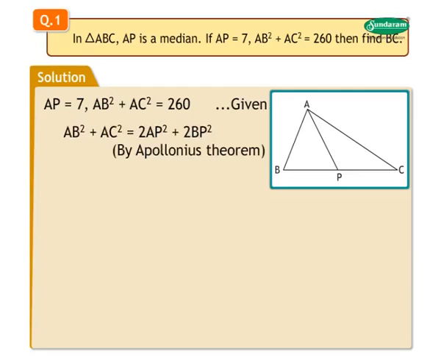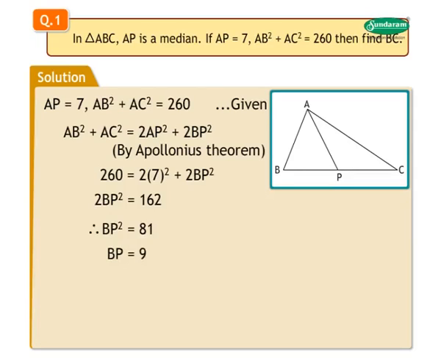By Apollonius Theorem, we get AB square plus AC square is equal to 2AP square plus 2BP square. Now, by substituting the given values, we get 260 is equal to 2 into 7 square plus 2 into BP square. Therefore, 2BP square is equal to 162. BP square is equal to 81. BP is equal to 9.